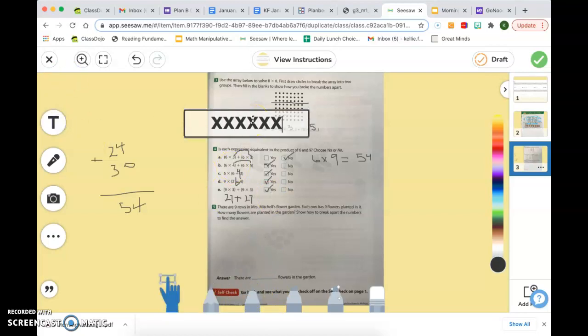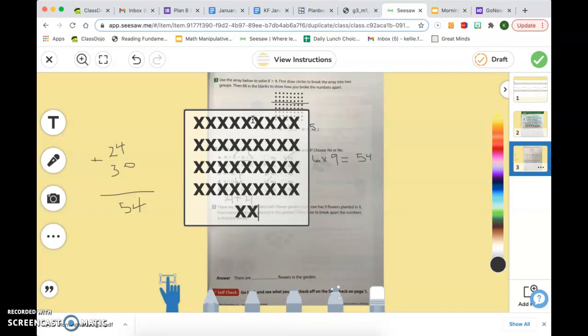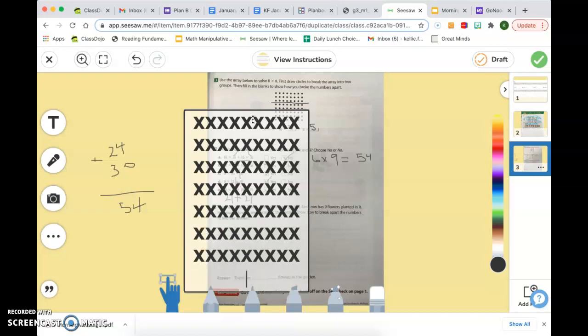1, 2, 3, 4, 5, 6, 7, 8, 9, repeated for each row. That's 1, 2, 3, that's 6 groups. Let's make sure I have 9 rows.